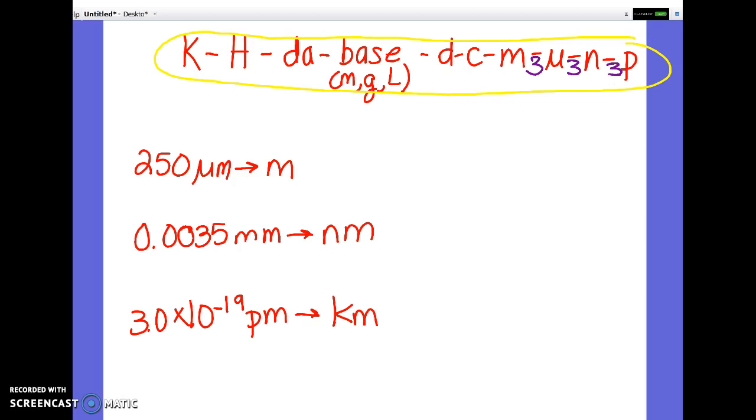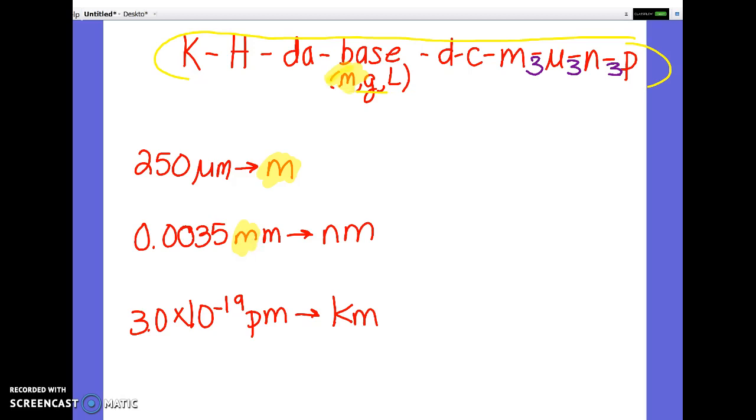So from P to N, 3. Correct. So to go from P to N, you'd go to the left 3. To go from micro to milli, you'd go to the left 3. Also, notice this is not milli. I guarantee you one of the problems I give you, I will have M by itself. M is a base unit. That's meter. Millimeter would be this one. All right, so try these, and then we're going to go over them.